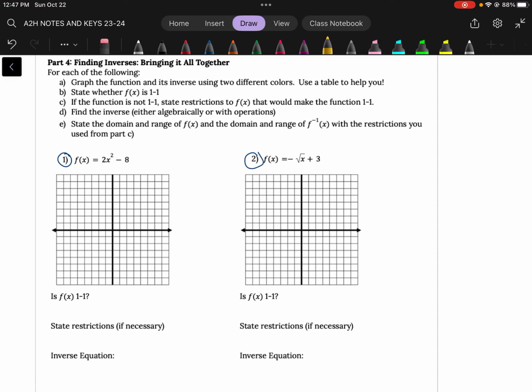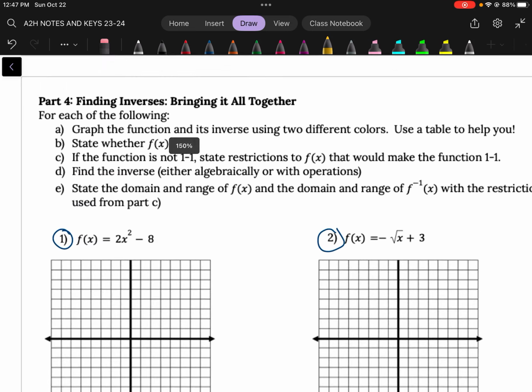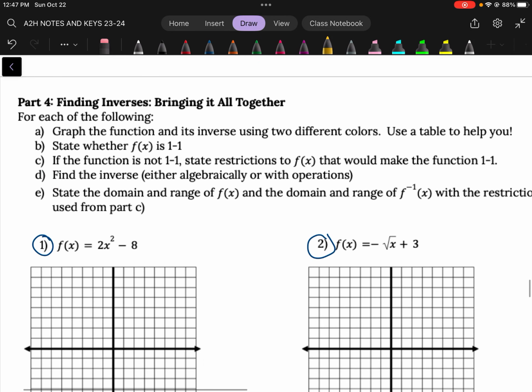So we've made it to the end. We're going to try to put all of this together. I'm going to do these two with you. We're going to graph them. I'm going to state whether it's 1-to-1. If it's not 1-to-1, we're going to state restrictions to f of x that would make the function 1-to-1. Then we're going to find the inverse.